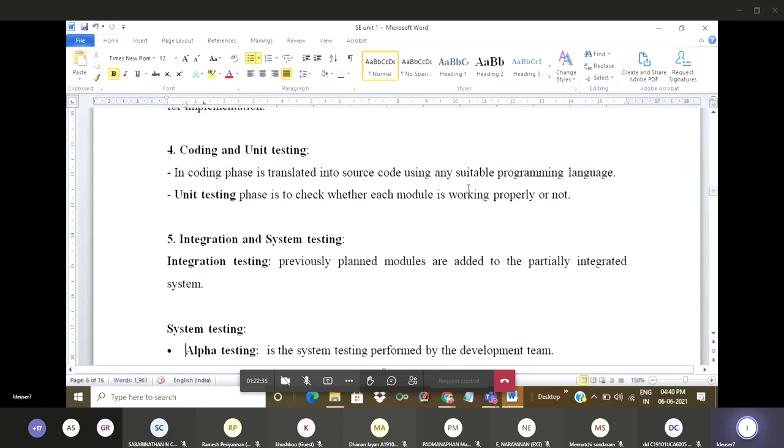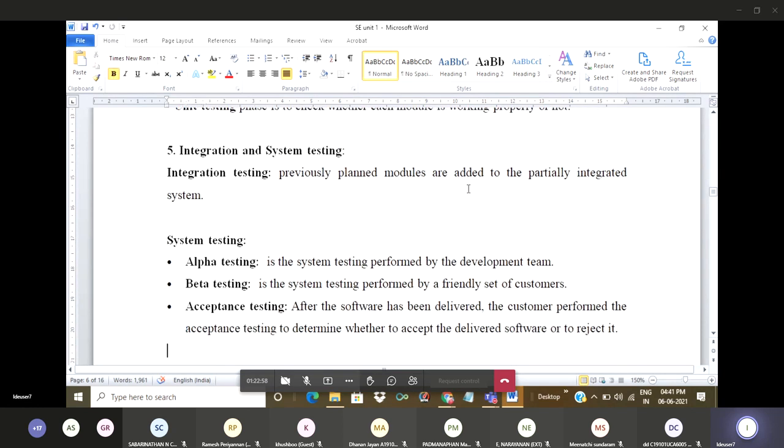Unit testing is nothing but each module can be verified. In integration testing, many modules have to be added, and then we have to check. Lots of modules have to be included here, then we have to verify whether it is working properly or not. Finally, system testing.